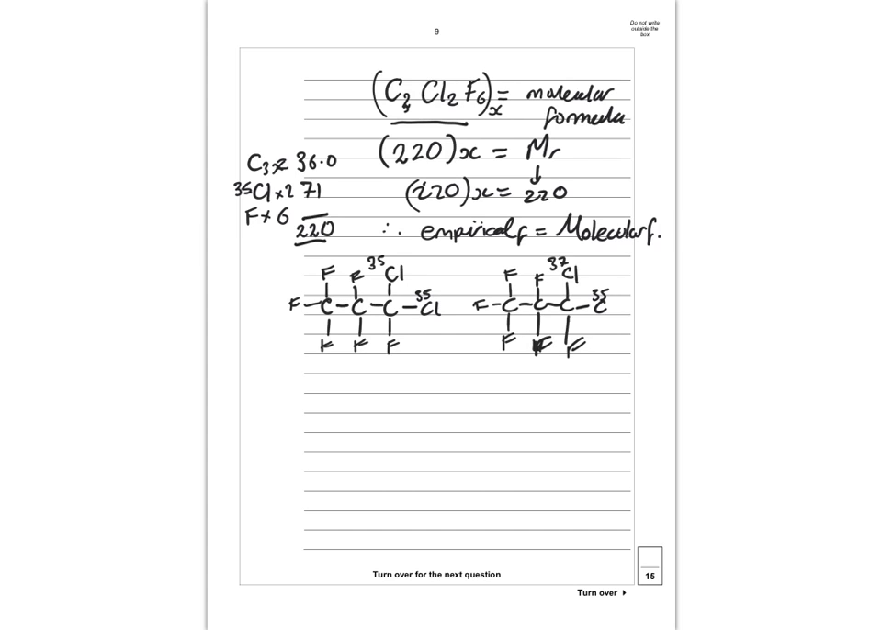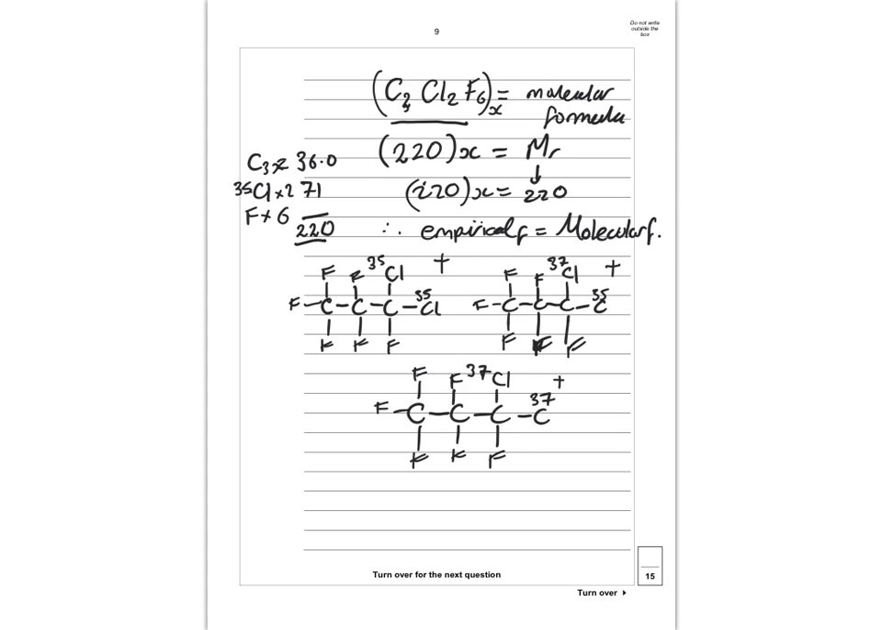And one of them could contain both of the rarest isotope of chlorine, which is chlorine 37. Don't forget to draw the whole structure. Now don't forget that the molecular ion peaks are caused not by the molecule, but by the fact they've had an electron knocked off. So don't forget the positive charge.